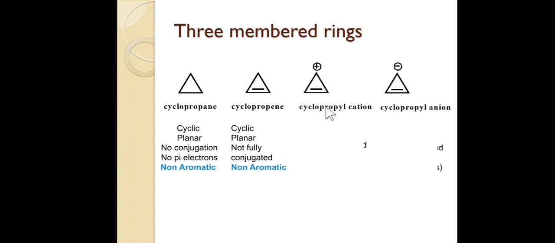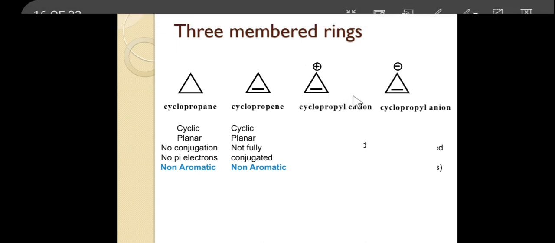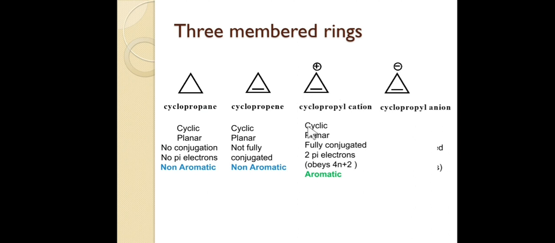Now let's go for the third example, that is the cyclopropyl cation. So due to this positive charge, now there is full conjugation over all the atoms. This is cyclic, planar and fully conjugated, and also has 2 pi electrons, that means it is obeying the 4n plus 2 pi electron rule. Here n is 0, n can be any whole number, so we can take 0 as a whole number. So 2 pi electrons are also in the magic series of the 4n plus 2 pi electron system.